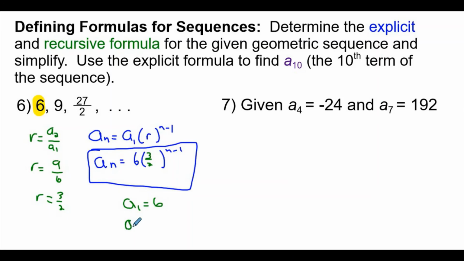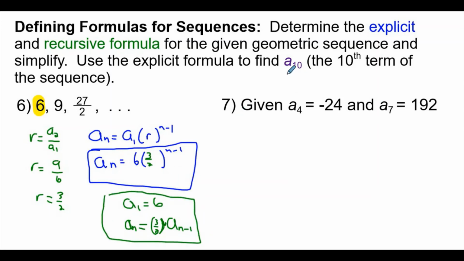And then you say any term after this is to multiply the term before, so n minus 1, and then you multiply that times the R value, 3/2. Some people put it in a parentheses instead of a multiplication. Some people put it in a parentheses and use multiplication, whatever you want to do. All right, so that's the first two parts of that problem.